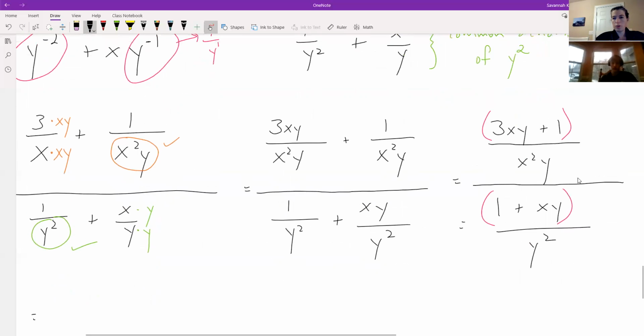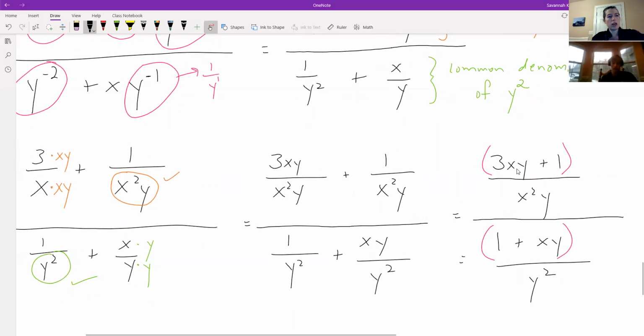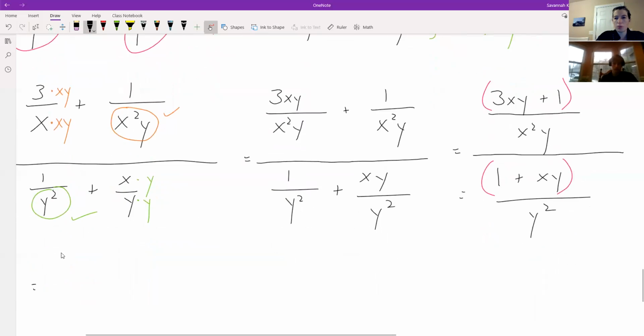So we've got one fraction on top. We've got one fraction underneath. And this is the part where top fraction divided by bottom is the same thing as top fraction times the reciprocal of the bottom. So I'm going to rewrite.